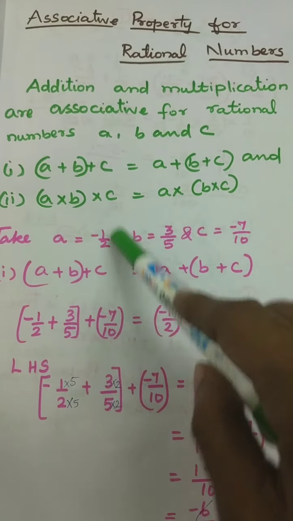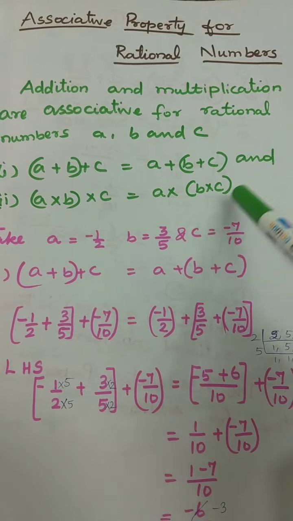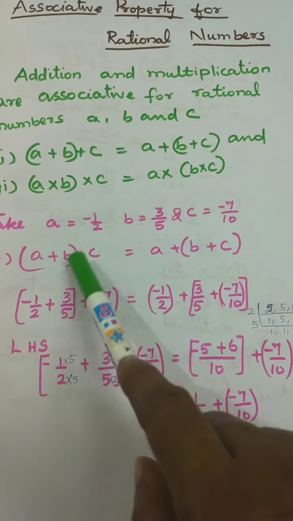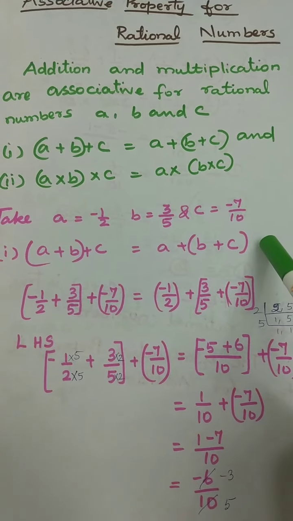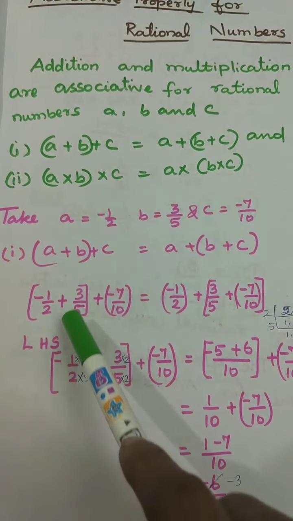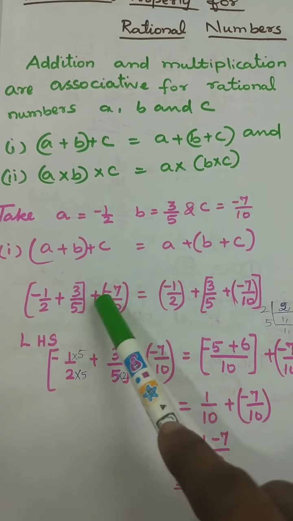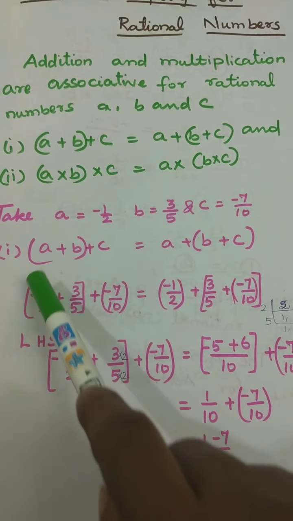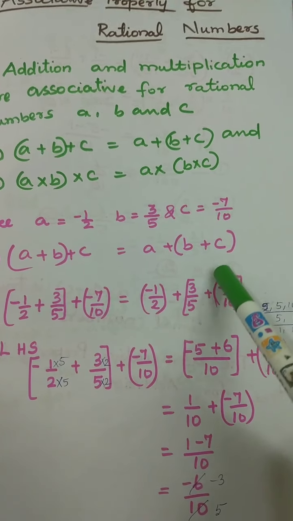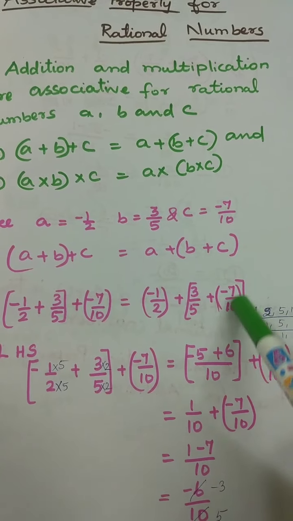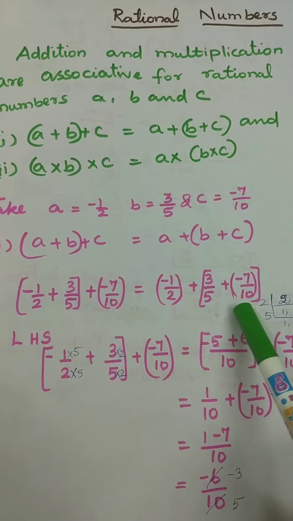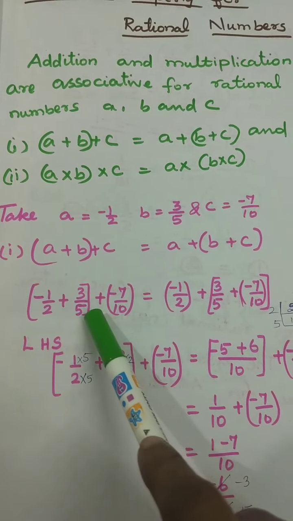We will take a is equal to minus 1 by 2, b is equal to 3 by 5 and c is equal to minus 7 by 10. Then the first one is (a + b) + c = a + (b + c). Now we shall substitute a as minus 1 by 2, b as 3 by 5 and c as minus 7 by 10. The bracket for a plus b: (minus 1 by 2 plus 3 by 5) plus minus 7 by 10, and minus 1 by 2 plus (3 by 5 plus minus 7 by 10). Now this is the right hand side for us. This is the left hand side for us.